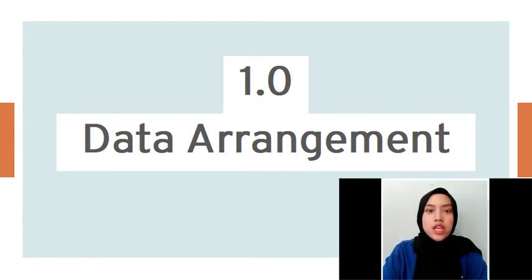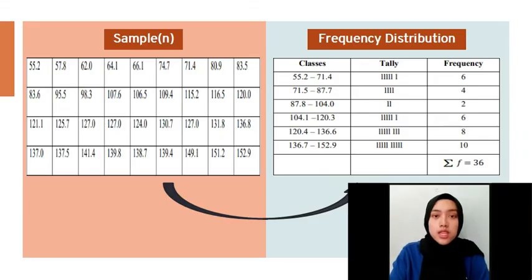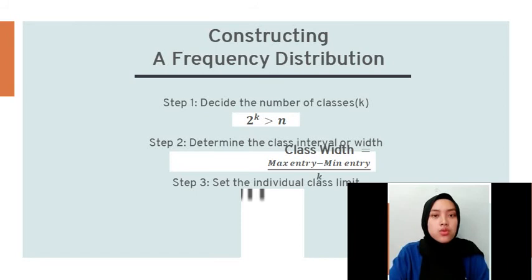For my part, I'm going to explain about the data arrangements. In data arrangements, when the sample is given, we need to construct the frequency distributions by using the sample. There are 5 steps to construct the frequency distributions.